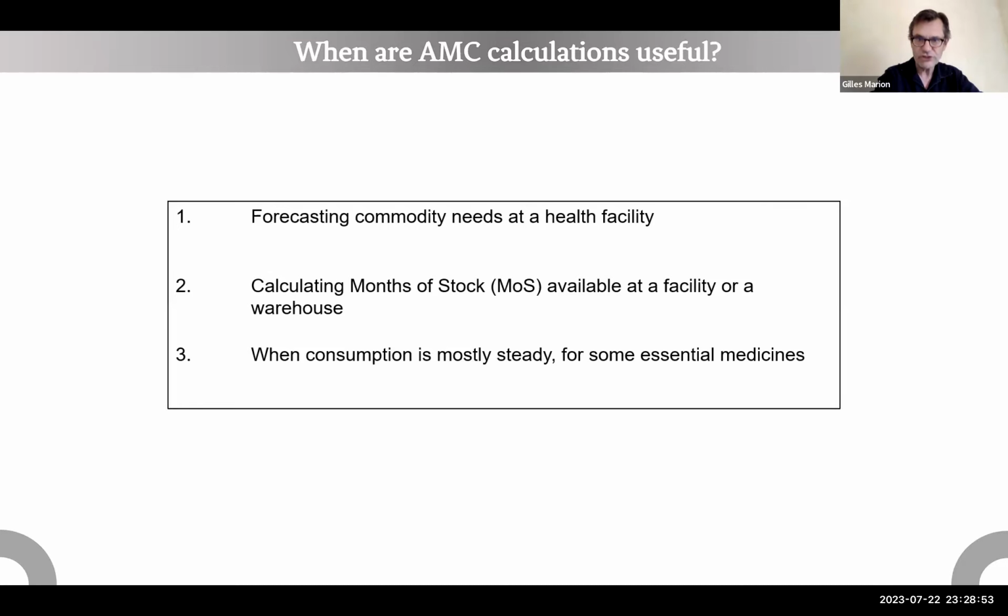We use it when we want to calculate months of stock available at a facility or a warehouse. So for instance, you want to know how many months of consumption you have in your stock and how much you're going to be able to use to cover the needs, then you can use this AMC calculation, average monthly consumption. And also this is useful when consumption is mostly steady. For instance, some essential medicines, the consumption will be regular from year to year. It doesn't mean you cannot have a seasonal peak or something like that. You can have some seasonality, but year after year, you know that the consumption for such or such product will be the same. So it is easy for you to forecast from one year to the other.